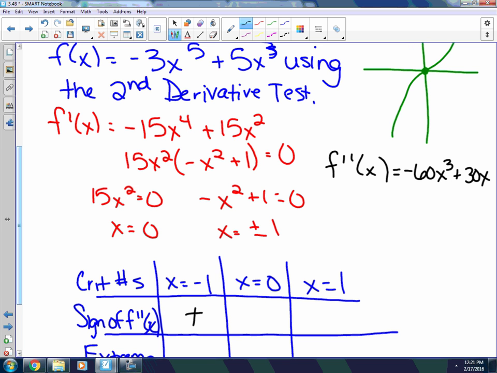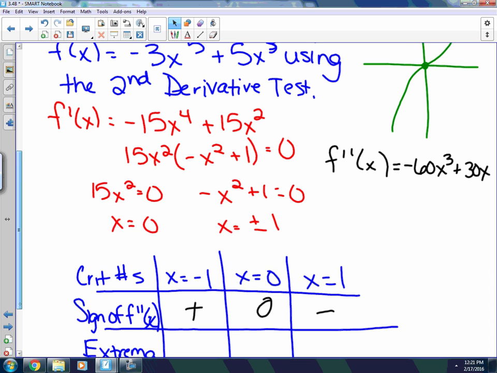So if I put a 0 in there, if I put a 1 in there, it's going to be -60 plus 30.